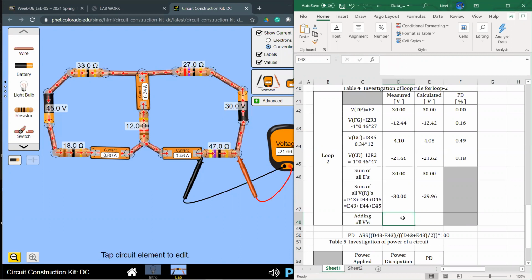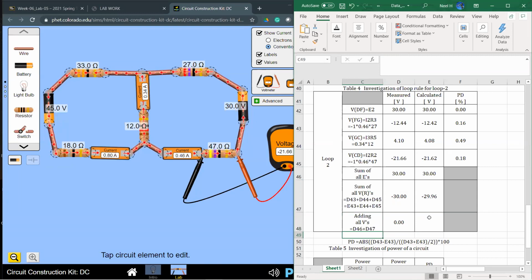And then let's compare those two numbers by adding them together, because if the loop rule is correct, we should get 0, right? If I add the voltage given from the battery plus the voltage drop across the resistances, we should get 0. This one, for measured values, worked perfectly. We're getting 0 there, but for the calculated values, we're going to get a little bit of error due to rounding, okay?